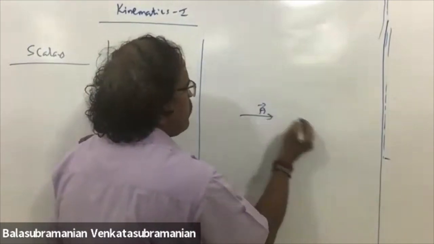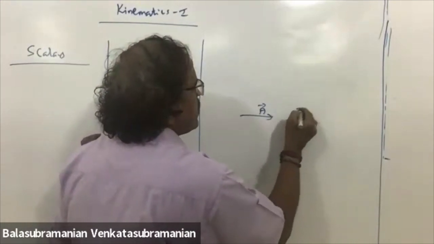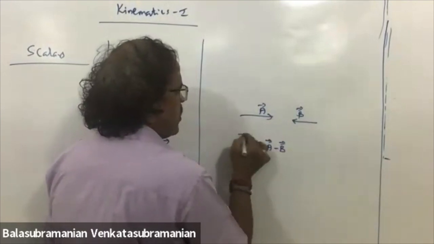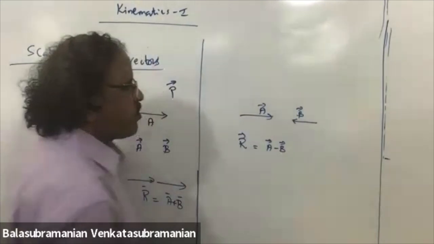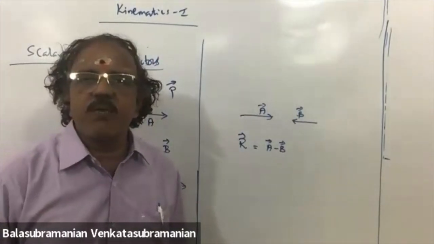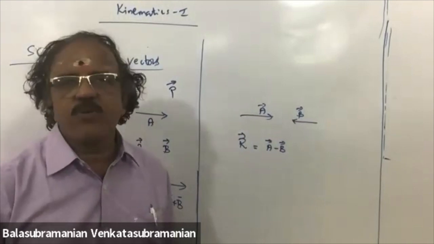Vector A, vector B, opposite direction. So I can write A minus B. The resultant direction is opposite, so we are putting a minus sign. Why are we putting A minus B, sir? Why not B minus A? Definitely we can put that.